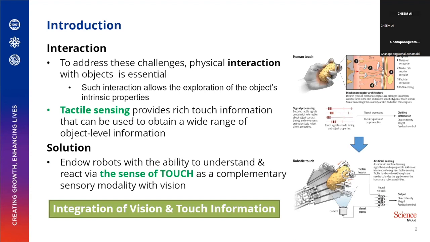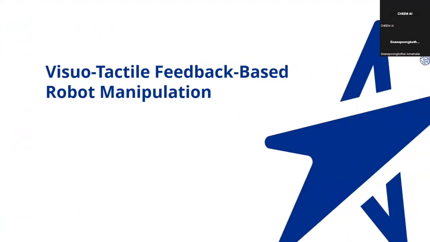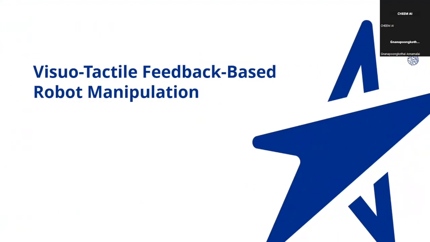achieve successful manipulation. I will talk about two of our main works related to this kind of multisensory feedback based manipulation. The first one is visual tactile feedback based robot manipulation. This is a work for the object packing problem.